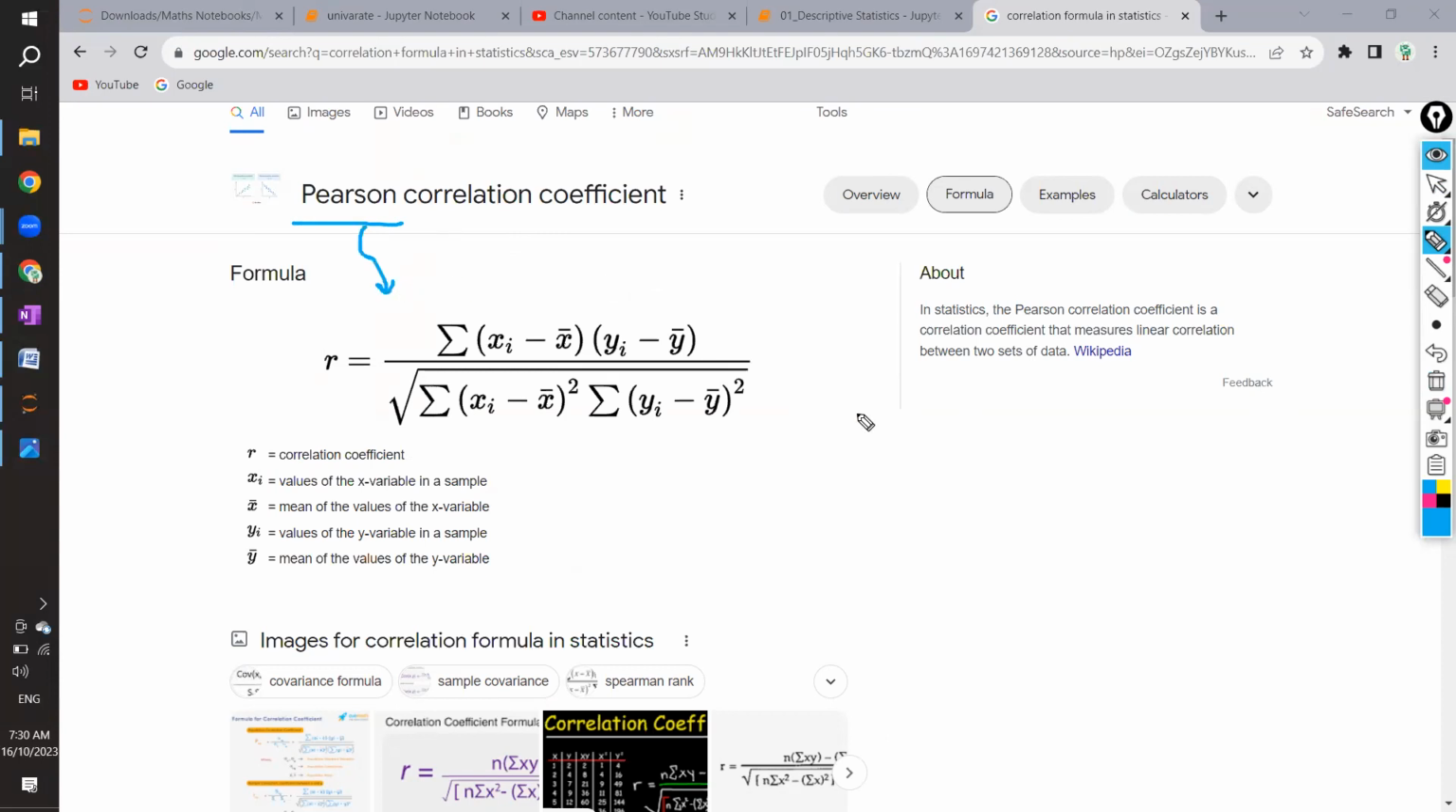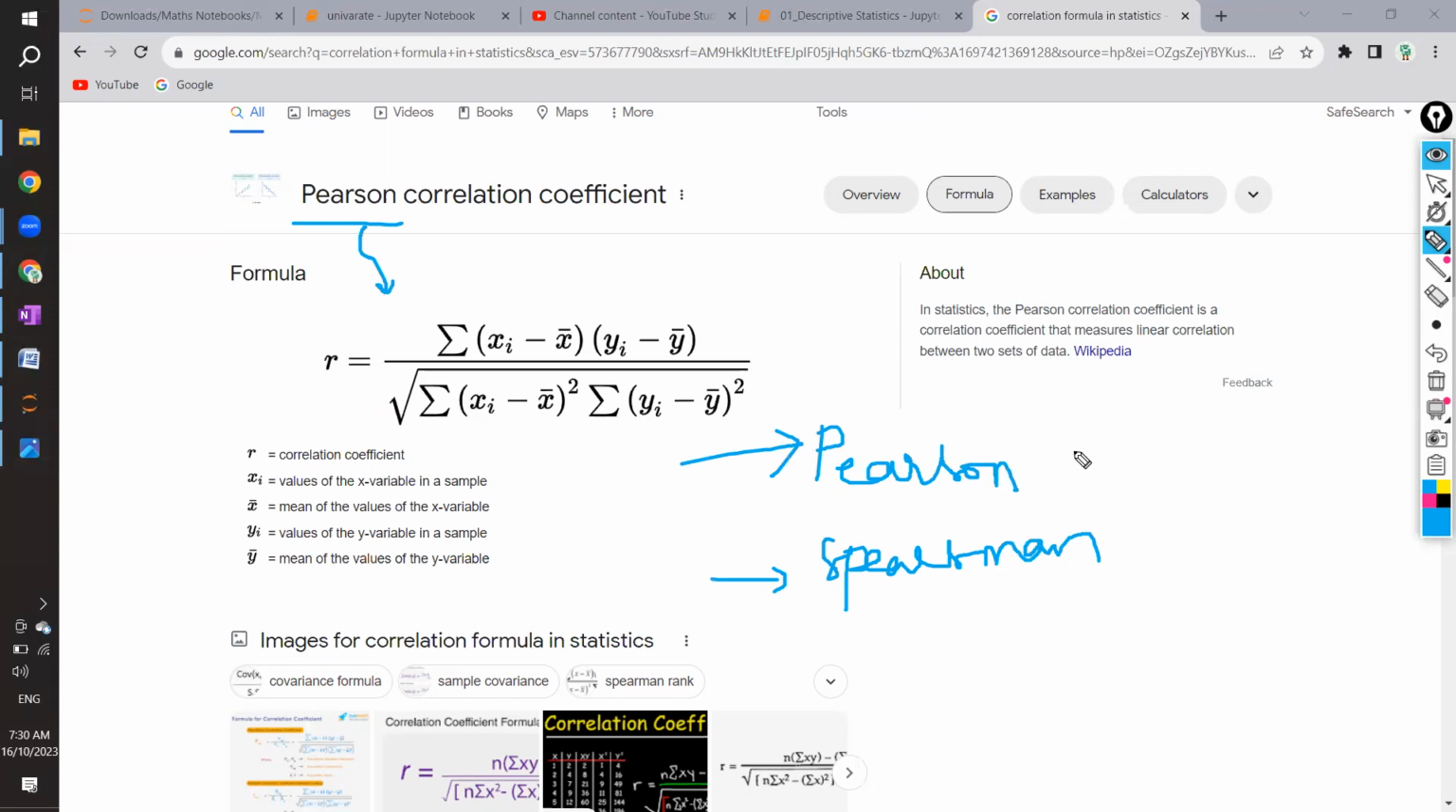Now there are mainly two types of correlation coefficients, guys. They are called Pearson correlation coefficient and Spearman correlation coefficient. These two are people's names. Both have two different formulas, but very similar formulas.